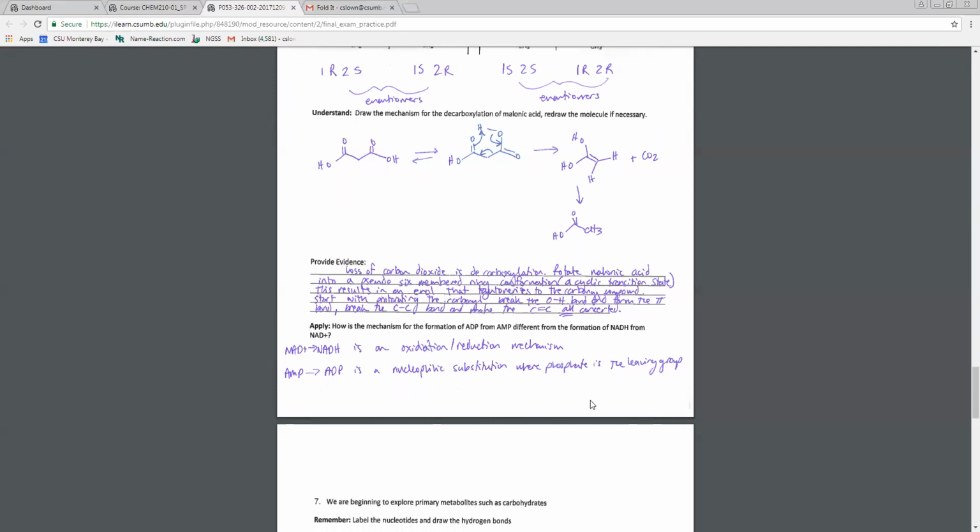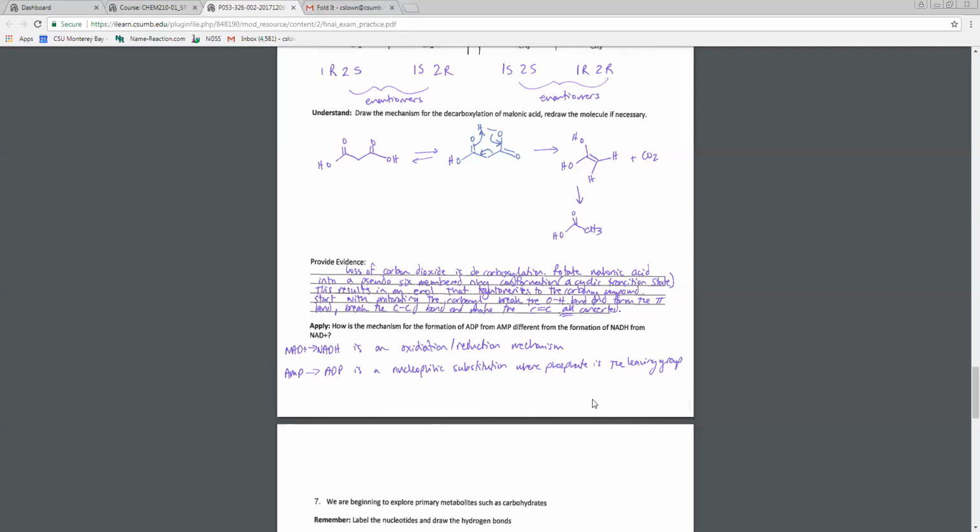You're going to rotate the malonic acid into a pseudo six-membered ring conformation. This is a cyclic transition state. This results in an enol that tautomerizes to the carbonyl compound. You're going to start with protonating the carbonyl. You're going to break the hydroxide bond and form the pi bond. You're going to break the carbon-carbon bond and make the carbon-carbon. This is all concerted, though. It happens all at once.